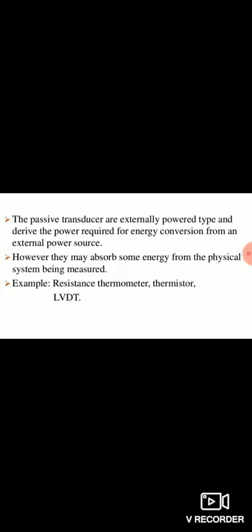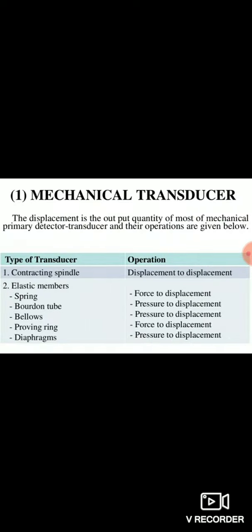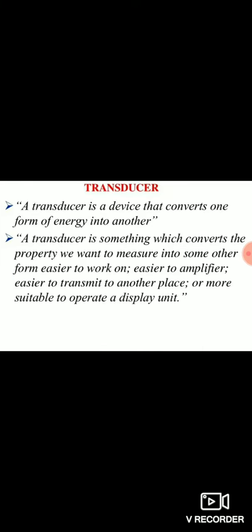So we have seen the types of transducer: mainly mechanical, electrical, active and passive, and analog and digital transducer. Then we have seen the common types of transducer: Bourdon tube, diaphragm, LVDT, strain gauge, that is, mechanical and electrical transducers. Thank you.